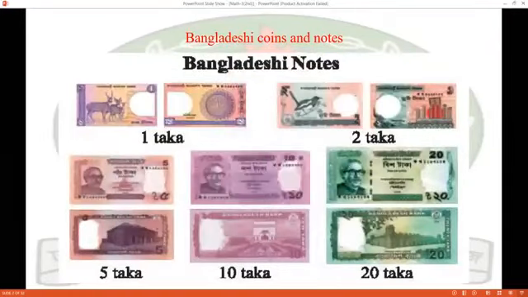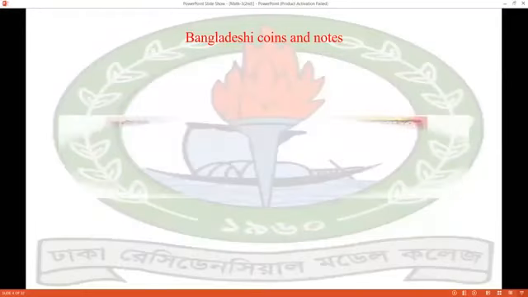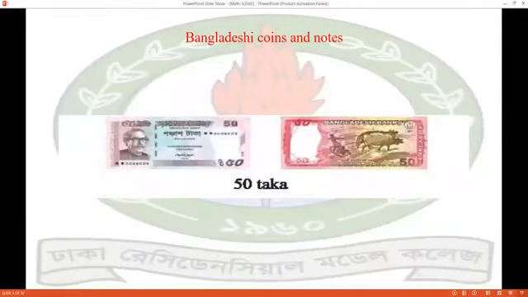There are some notes, Bangladeshi notes. This is the first one, both sides of the 1 taka note, and the second one is both sides of the 2 taka note. In the third one, both sides of the 5 taka note, and the fourth one, both sides of the 10 taka note, and the last one is both sides of the 20 taka note. This is both sides of the 50 taka note.